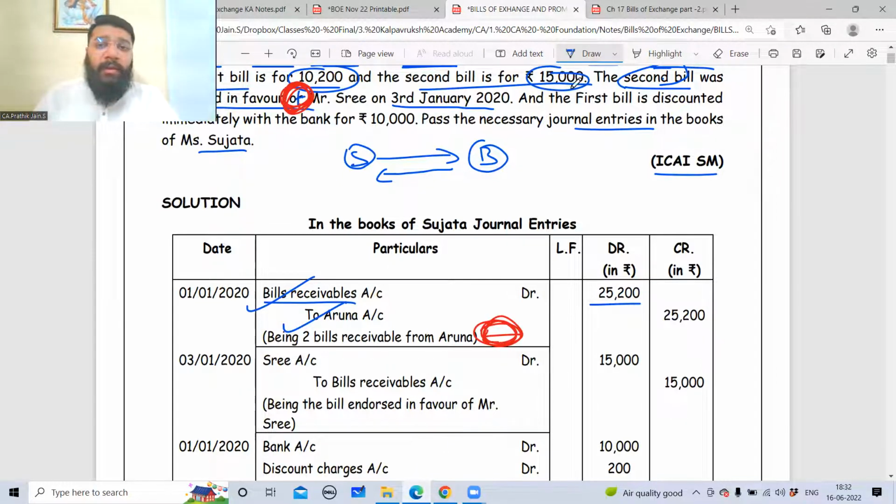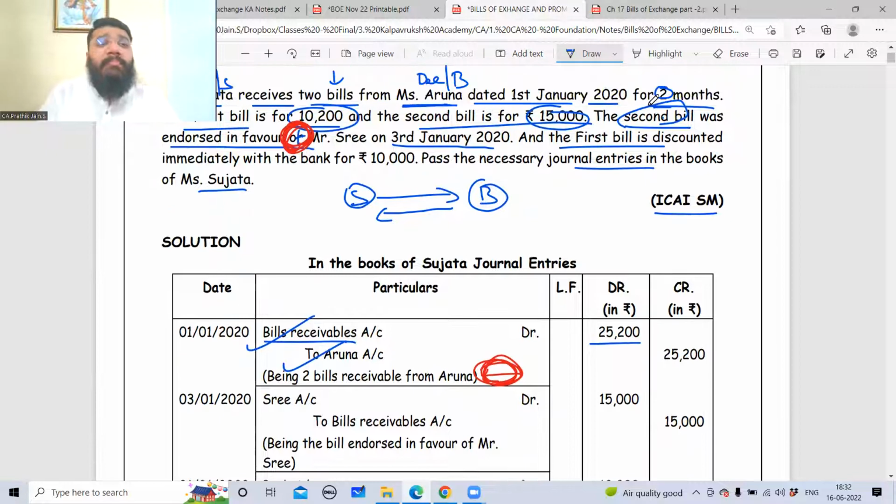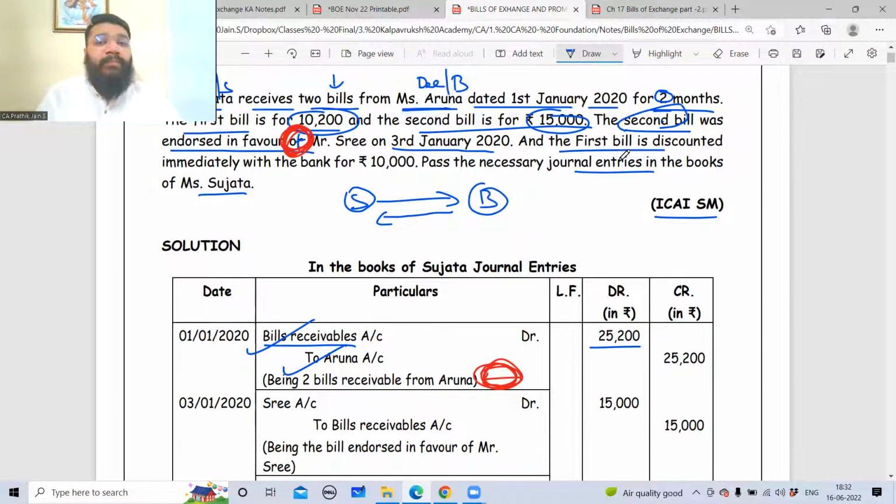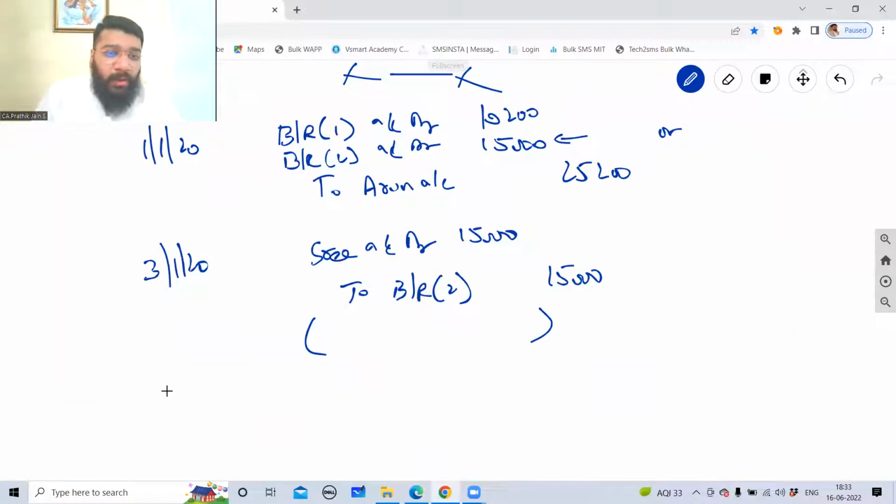Okay, wonderful. And the first bill is discounted immediately with bank for 10,000 rupees. Immediately means when? On 3rd or on 1st? And the first bill is discounted immediately. On 1st itself. So on 1/1/20, the bill is discounted. Bill 1 is being discounted.